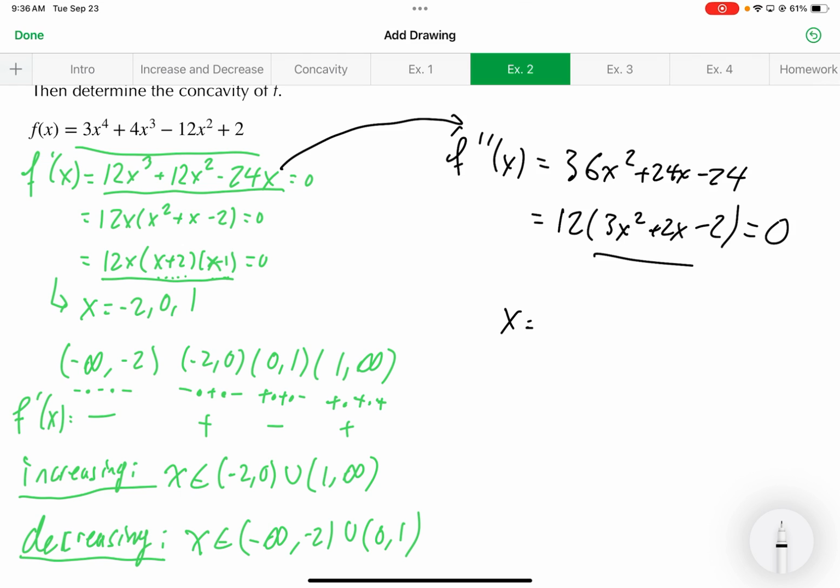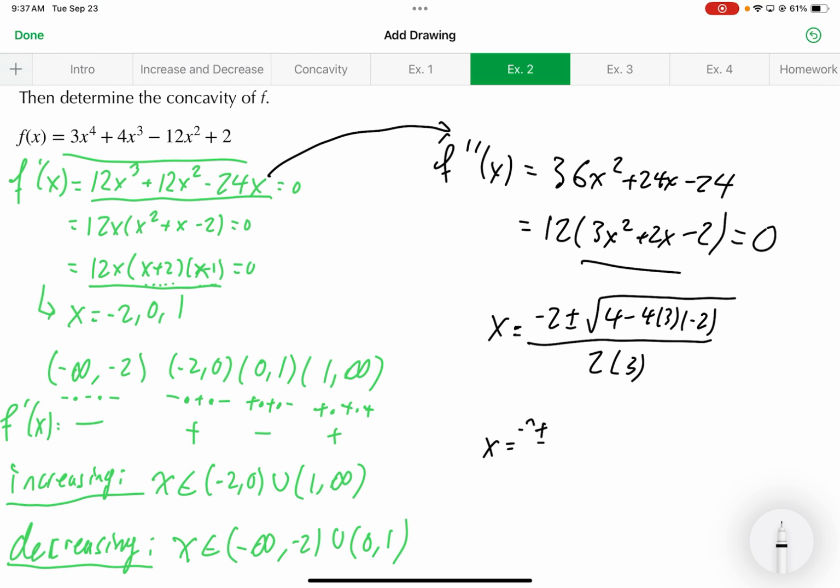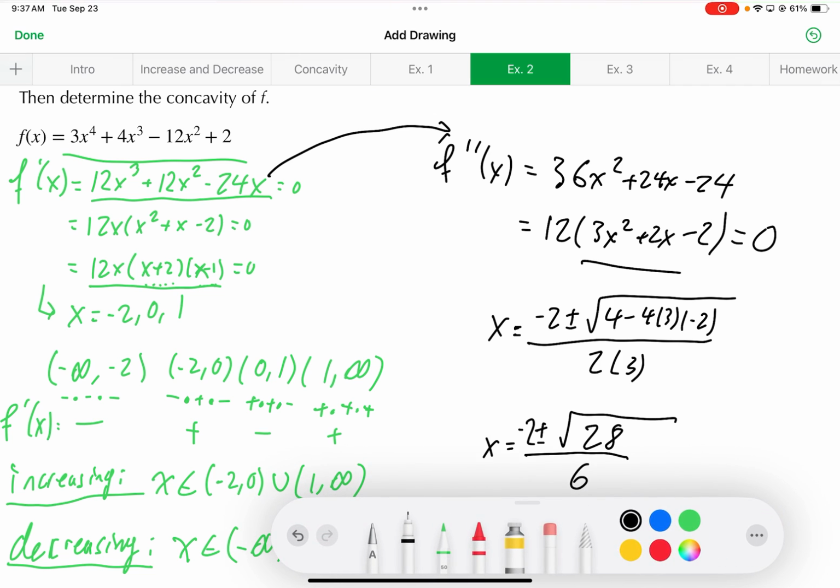Okay, and it's easier to use the coefficients when 12 is already factored out. So negative b, negative 2, plus or minus square root of b squared, so 4, minus 4 times a, which is 3, times c, which is negative 2, all over 2 times my a value, which would be 3. All right, negative 2 plus or minus square root of, okay, 12 times 2 is 24, so 4 plus 24 would give me 28 over 6.